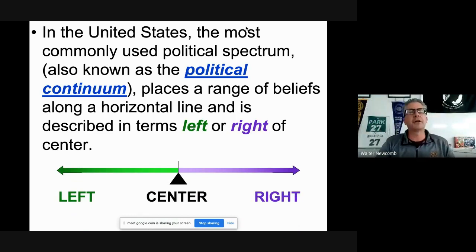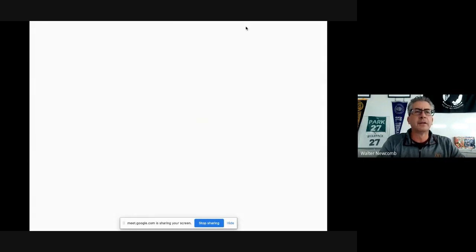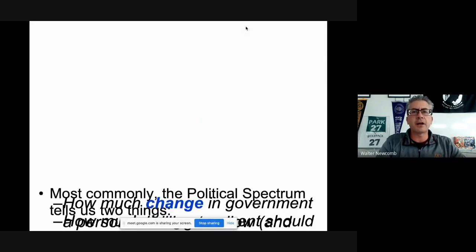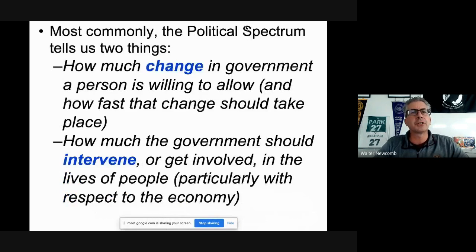All right, and so here again, we have the center where I think most people tend to fall, and then you got your left, and then you got your right leaning. So when we talk about the political spectrum, most commonly there are two things that it will tell us. How much change in government a person is willing to allow, and we can kind of see that in that activity with the New Deal.